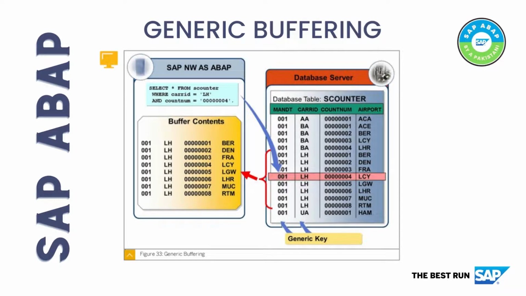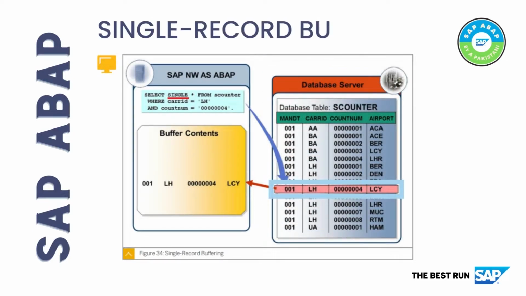Generic buffering. When a record of the table is accessed, all the records whose left justified part of the key are the same are loaded into the buffer. Single record buffering. Only the record that was accessed is loaded into the buffer.